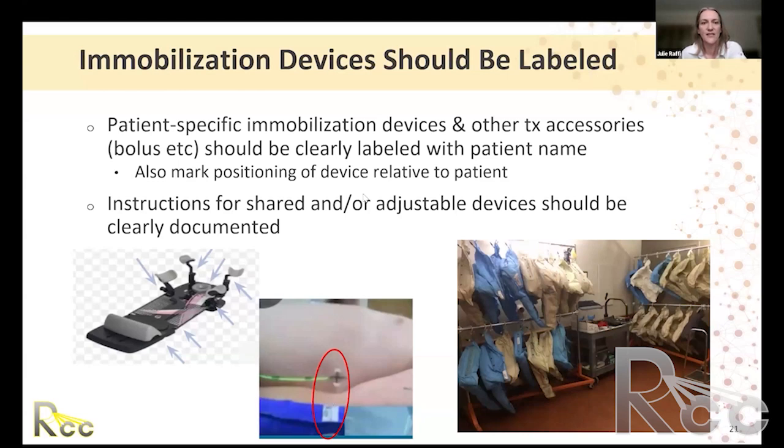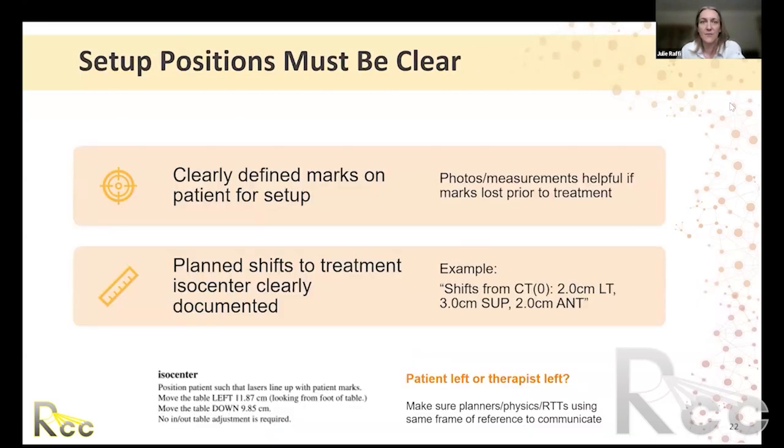If you have shared or adjustable devices, such as this one with many different parts that can be moved, you want to make sure the instructions are documented clearly for each patient so you know where to position each of these movable parts for each patient, since they might change from treatment to treatment if they're shared between patients. And here again is where standardized information is important. You could have shorthand notations for these positions like H5, B6, depending on which part of the device you're referring to. Everyone should know what that means. Setup positions must be communicated clearly.